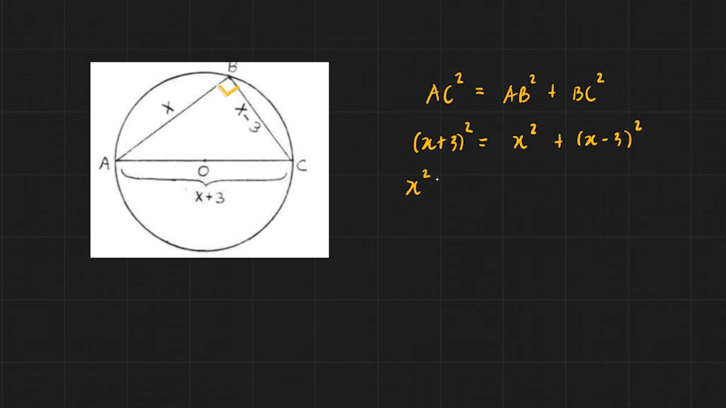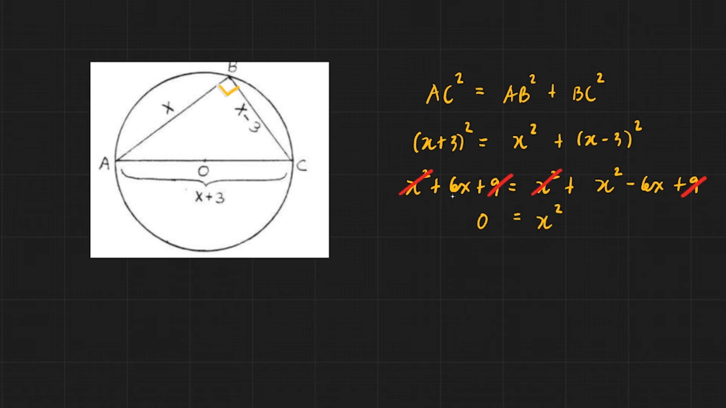We have x squared plus 6x plus 9 equals x squared plus x squared minus 6x plus 9. Ngayon, pwede natin cancelin yung mga makikita natin sa kaliwat kanan. Cancelin na natin yung 9. Yung isang x squared, cancelin na din natin. So, we will be left with, lipat ko na lahat sa kanan. So, we'll get x squared here. We have a minus 6x here.